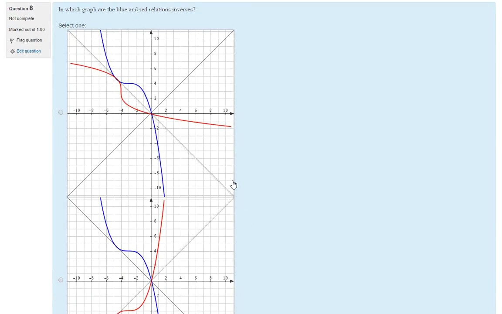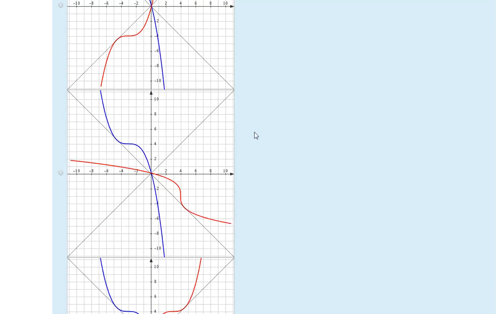Okay, same thing again. For the same reasons, we can see that only one option is going to be the correct one. So let's just find the one that does. Let's find the one that appears to have symmetry about the line y equals x. Well, there it is right there. We can see that the red and the blue are reflections about that diagonal line. So that's the correct answer.